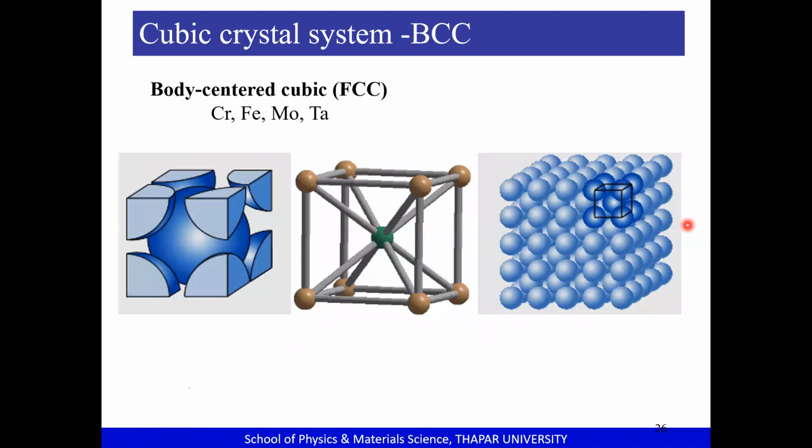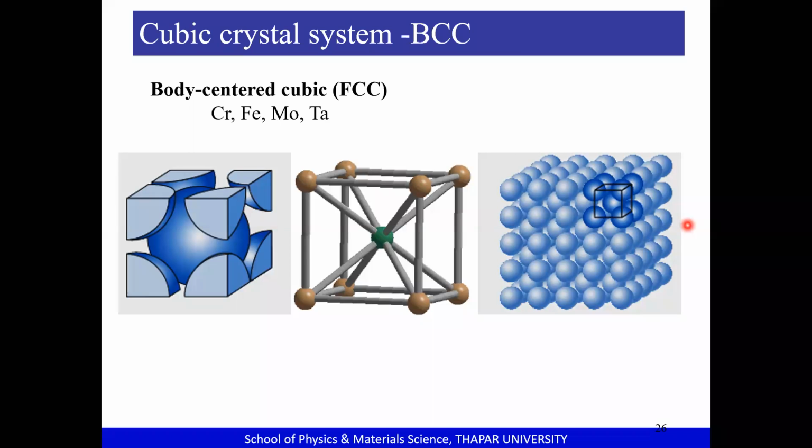Okay, now let's move to the second important Bravais lattice type, which is body centered cubic or BCC. Many important metals like chromium, iron, molybdenum, titanium, tantalum all crystallize into a body centered cubic unit cell type.